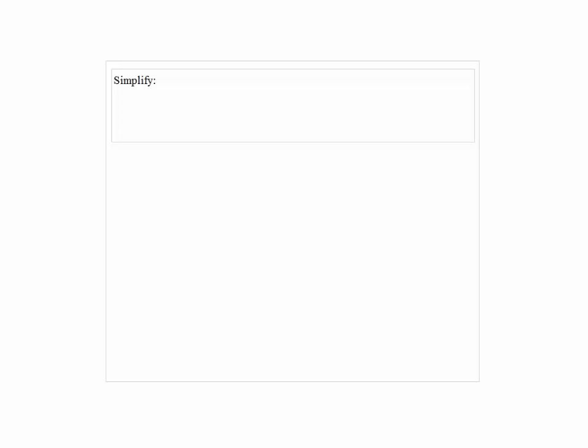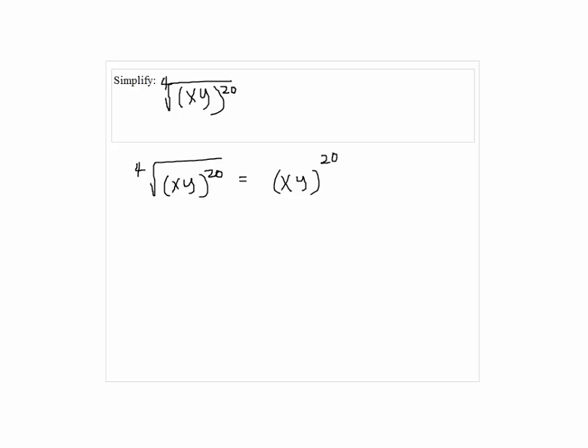Simplify the fourth root of x y to the 20th power. The fourth root of x y to the 20th power is written as x y to the 20 over 4 power, which is x y to the 5th power. So the answer is x to the 5th times y to the 5th.